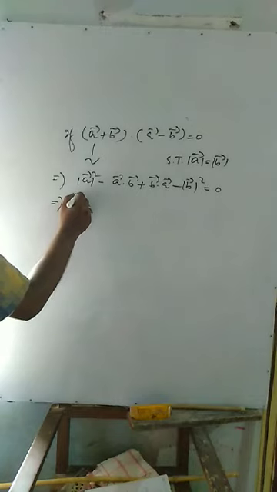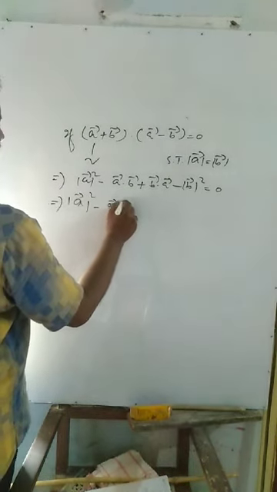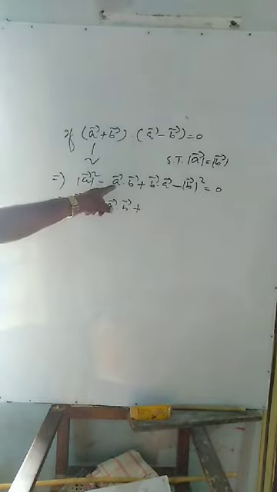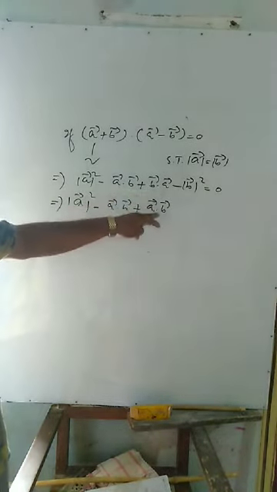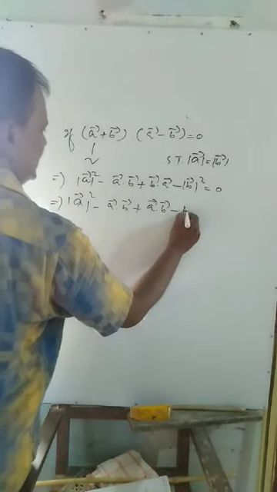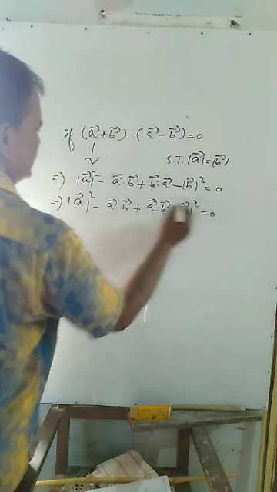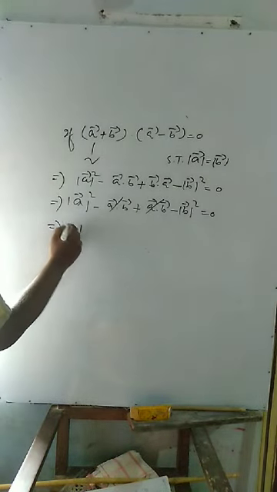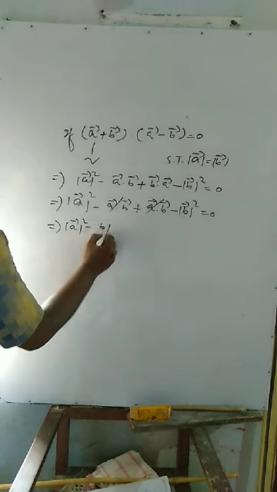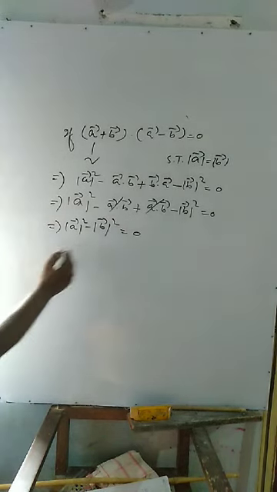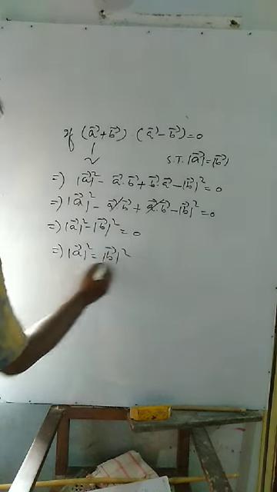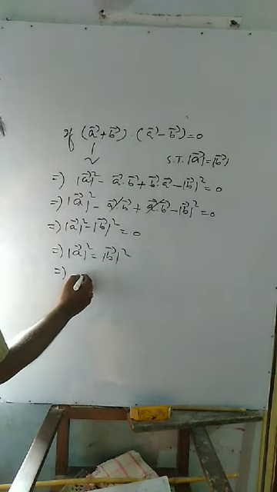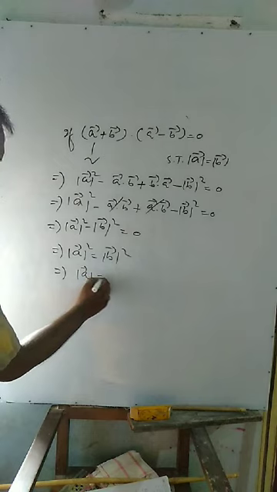So here a vector square minus a dot b plus b dot a minus b vector square equals 0. The dot product is commutative, so instead of b vector dot a vector you write a vector dot b vector, and cancel these two. Then we get a vector square minus b vector square equal to 0. Taking that to the other side, a vector square is equal to b vector square. Taking square root of both sides, we get a vector magnitude equal to b vector magnitude.